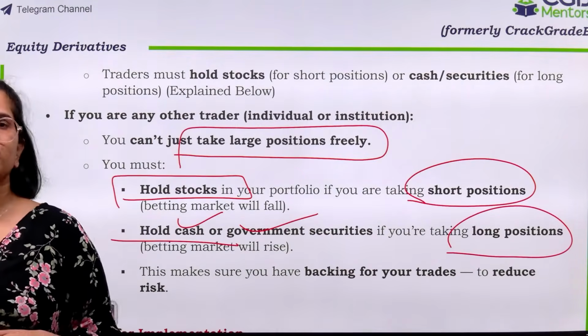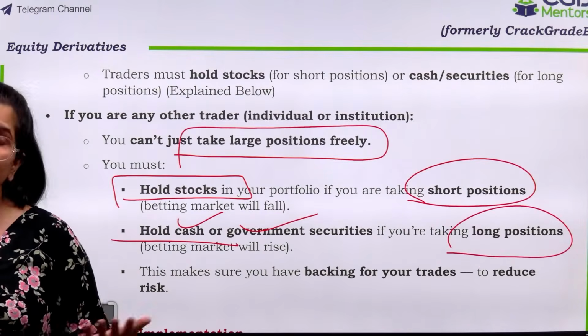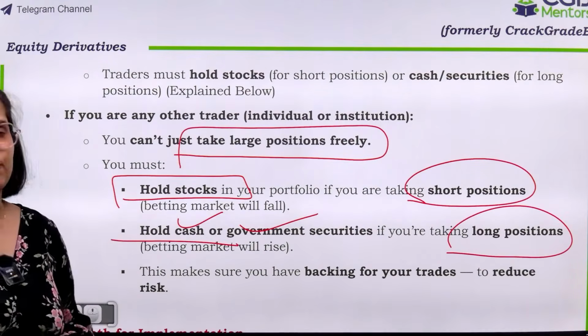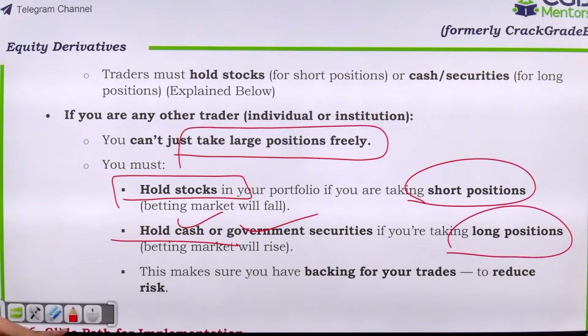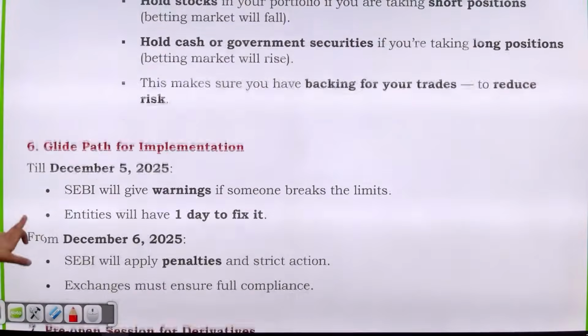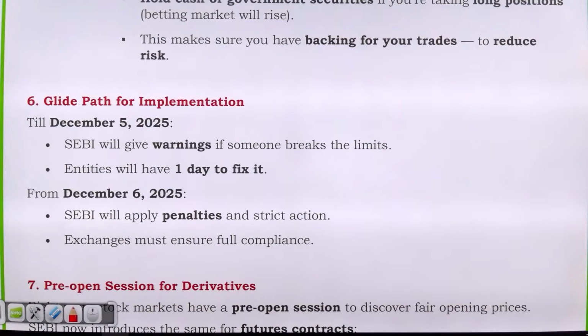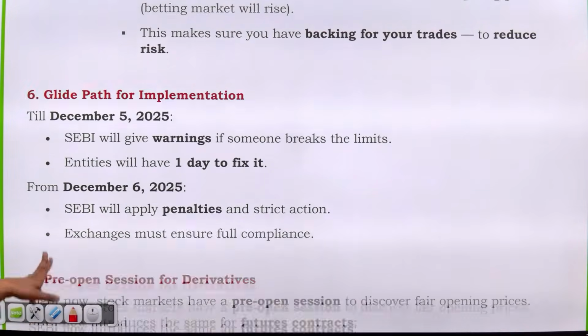Why are there so many conditions like that? So that we can limit the speculation and risk to the investors. Now the glide path has been given till December 5th. SEBI will give warnings if someone breaks the limit. Entities will have 1 day to fix. Right, for these limits you will have T plus 1 day to fix. From December 6th, SEBI will apply penalties and exchanges must ensure full compliance.